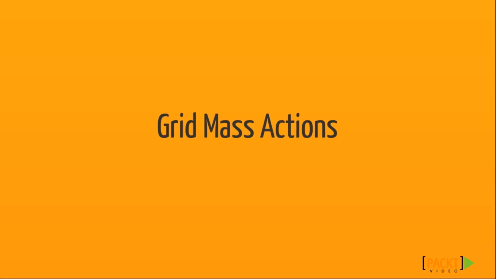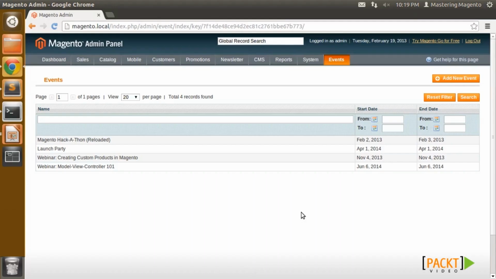Mass actions allow you to select multiple rows in your grid and perform a single task, such as deleting all rows selected. In this video, I'm going to show you how to set up mass actions on your grids, so let's get started. Adding a mass action block to our grid is going to add a column of checkboxes down the left-hand side and an additional toolbar.